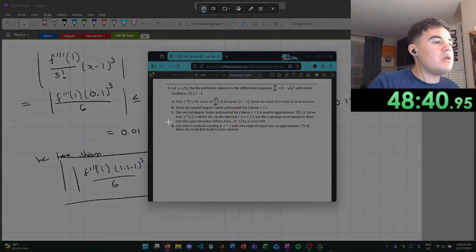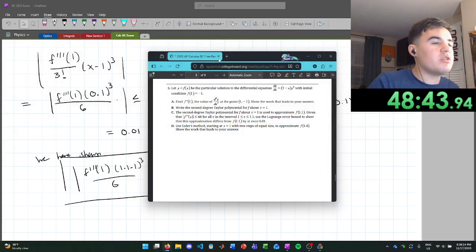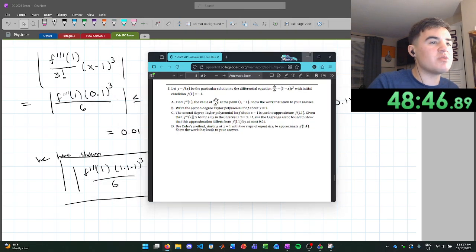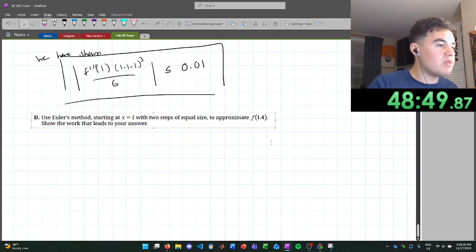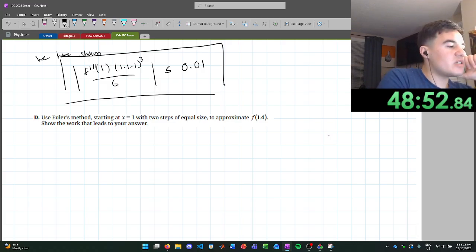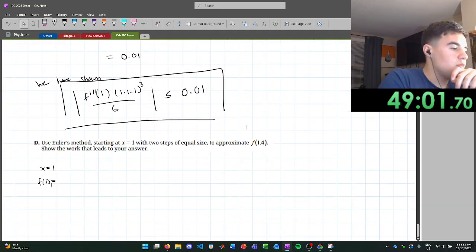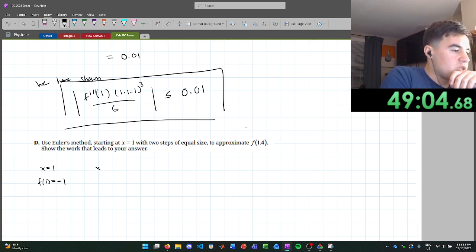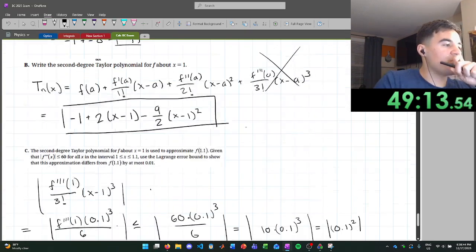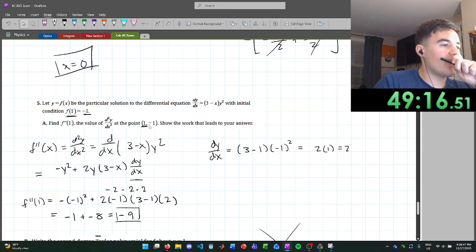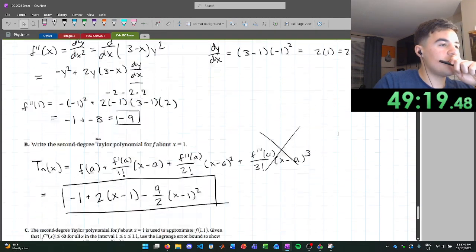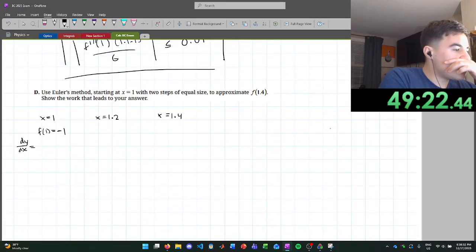Using Euler's method, starting from x equals 1, approximate x equals 1.4 using two steps of equal size. Okay, so we want to use dy/dx to find that number. We start at x equals 1, so we have f of 1, which is equal to -1. We're going to go to x equals 1.2, then x equals 1.4, and we find dy/dx at x equals 1 and y equals -1, which we said was 2.